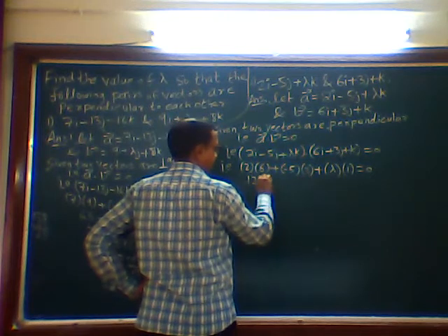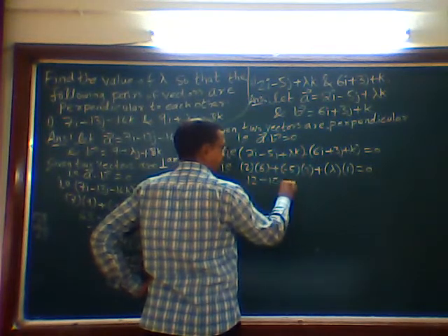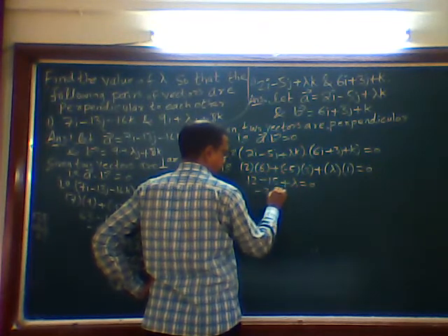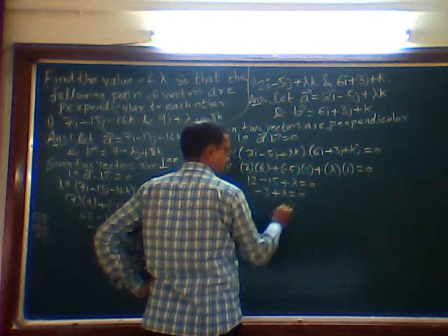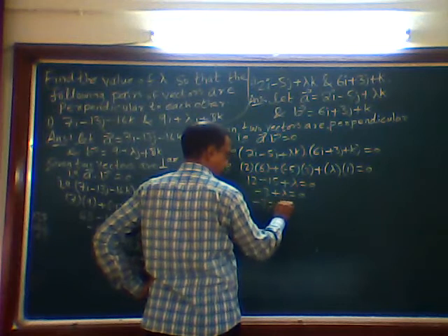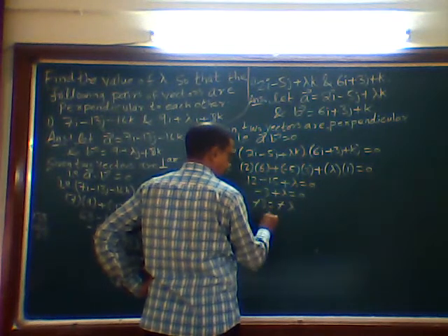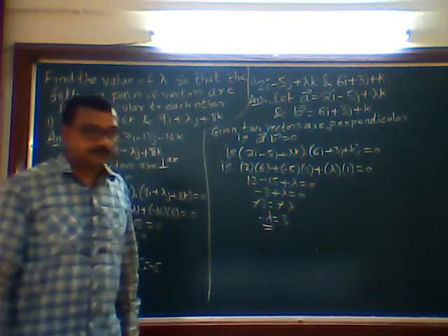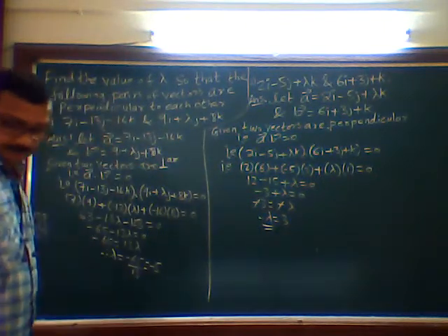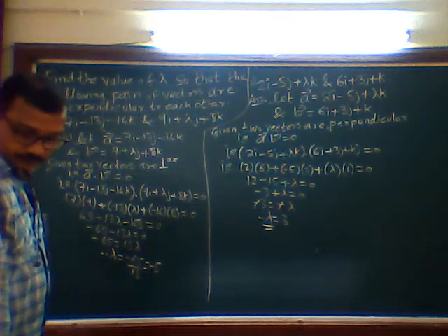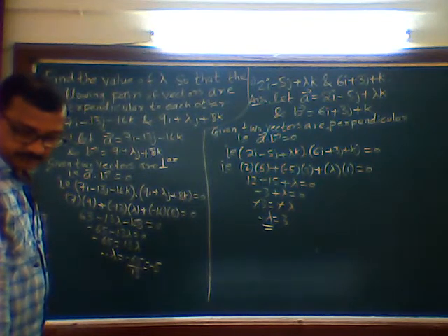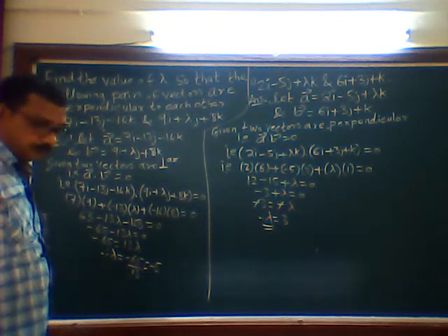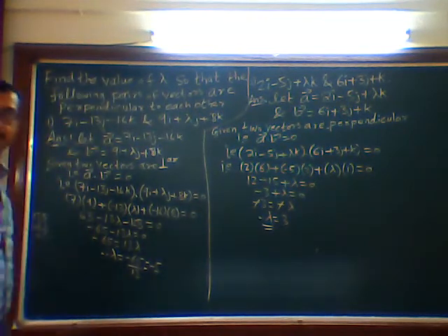6 2s are 12 minus 15 plus lambda is equal to 0. 12 minus 15 is how much? Minus 3 plus lambda is equal to 0. That is minus 3 is equal to minus lambda. Therefore, lambda is equal to 3. This is the answer. So next question, we will find the cosine of the angle between the following pairs. Just you can go through it.